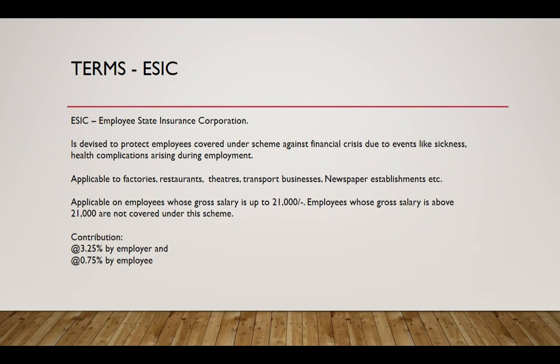Now let's talk about what ESIC is. I want you to read the content which is on your screen and which is self-explanatory, and try to focus on the contribution rate. So for ESIC, 3.25% of gross is contributed by the employer and 0.75% of gross is contributed from the employee's end. So by corporate laws, if your organization is required to contribute towards ESIC, then you need to deduct that amount and also contribute from your end towards ESIC.